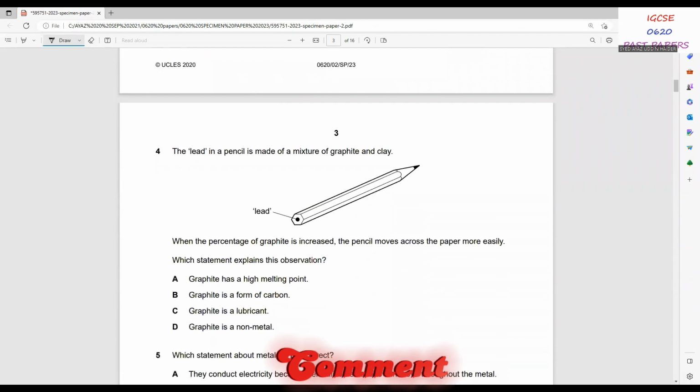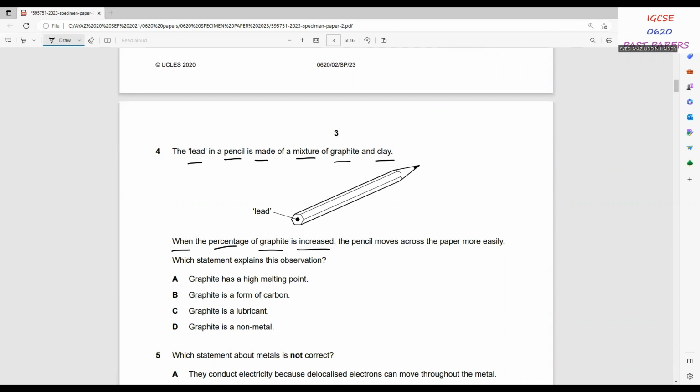Number 4, the lead in a pencil is made of a mixture of graphite and clay. When the percentage of graphite is increased, the pencil moves across the paper more easily. Which statement explains this observation?